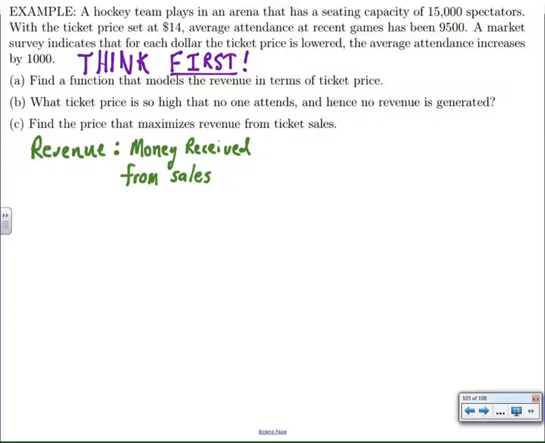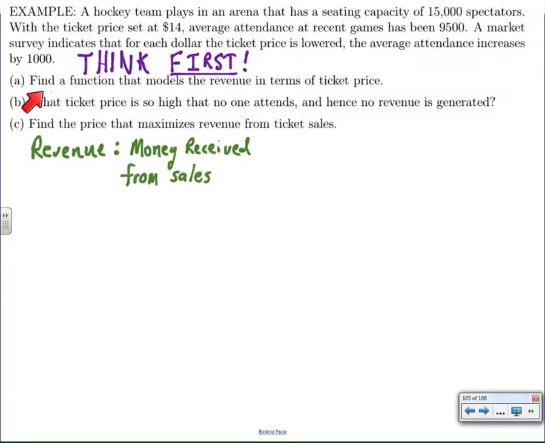So what's going on, if I think I understand this correctly, is although they get more people, 1,000 more people for every dollar reduction, they also lose money because they're lowering the price. So there has to be some price where these things cancel each other out and we end up with the highest possible revenue. So that's what I guess is going to be happening here.